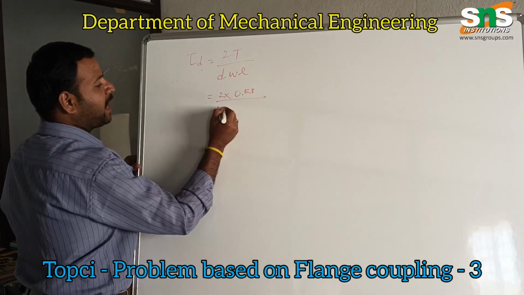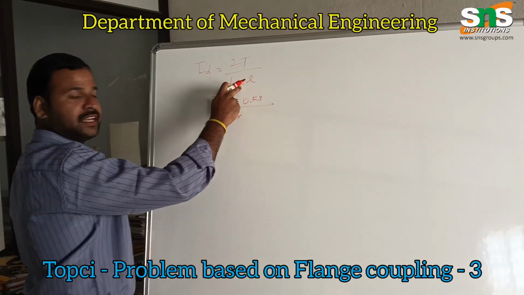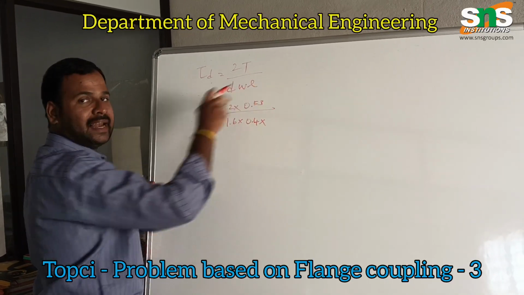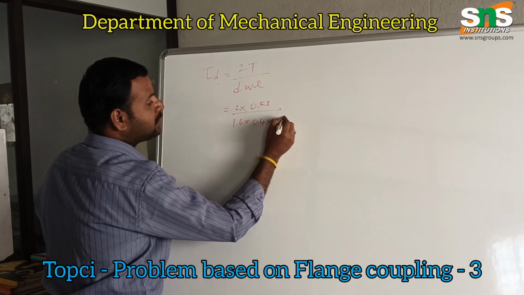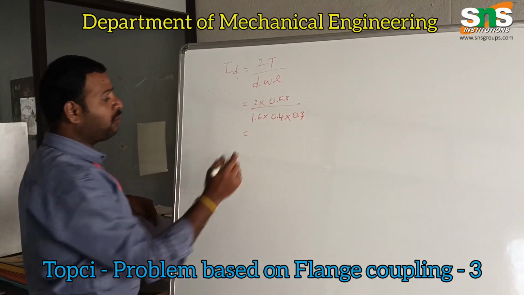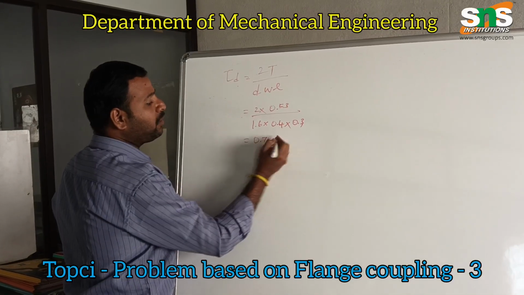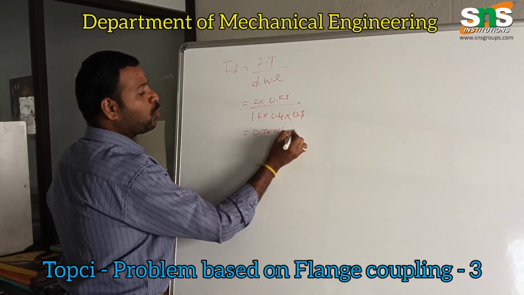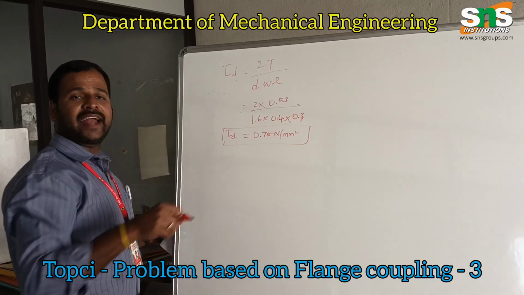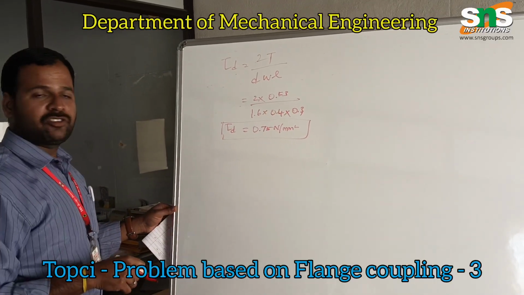This is called the diameter. This is called the width of the key. So the width of the key will be 0.4 and the length of the key will be 0.3. Calculating those values, we are getting the final value of 0.75 Newton per mm square. So this is called the direct shear stress acting on the key dimension part.